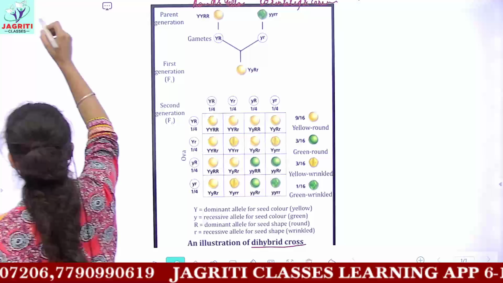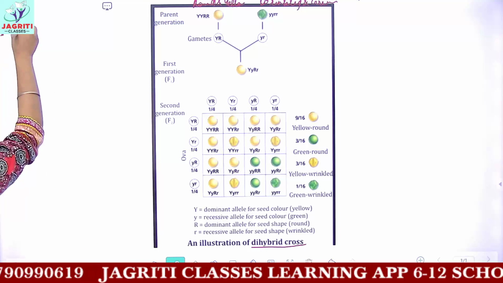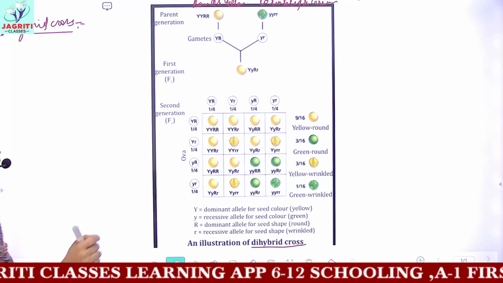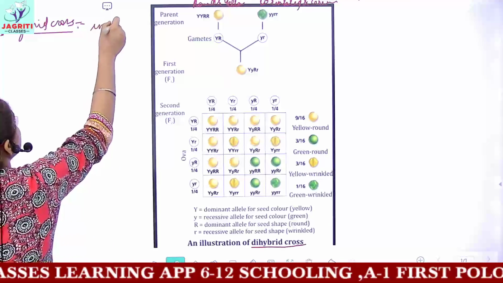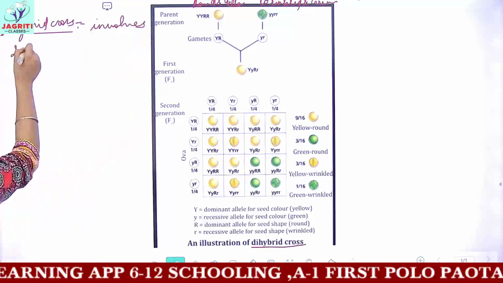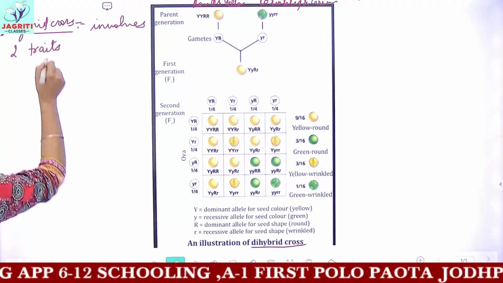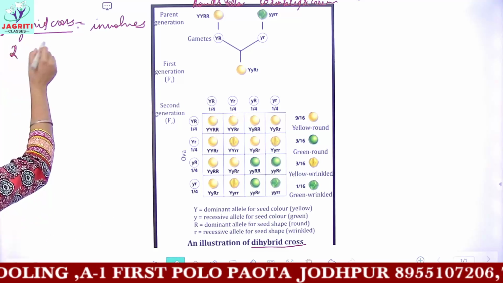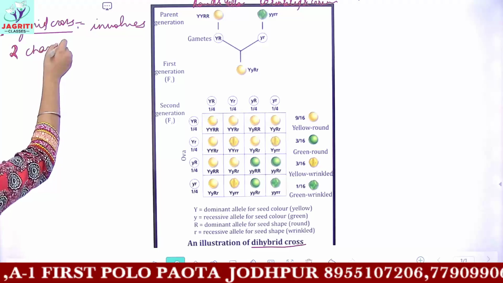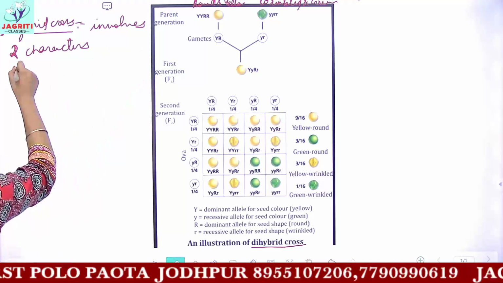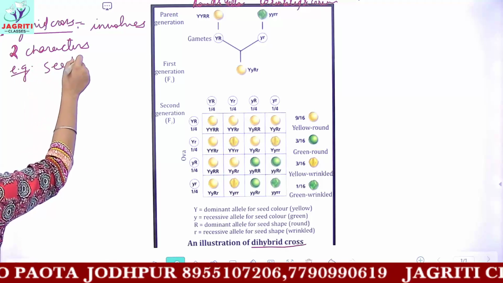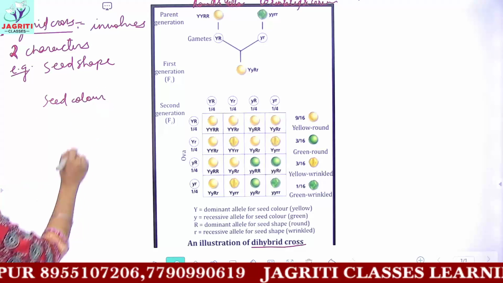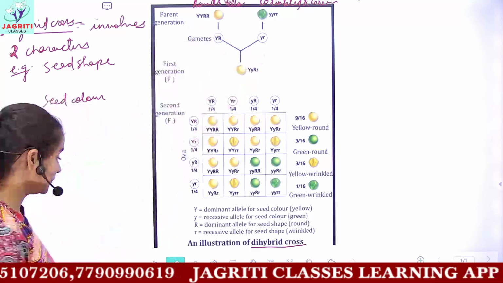So if we write the definition of dihybrid cross, then a dihybrid cross is a cross which, in short I am writing, involves two traits or two characters, we can say. It's one and the same thing. So dihybrid cross involves two characters, and here the two characters involved are seed shape and seed color. So these two characters are involved in the cross which is shown in the diagram.